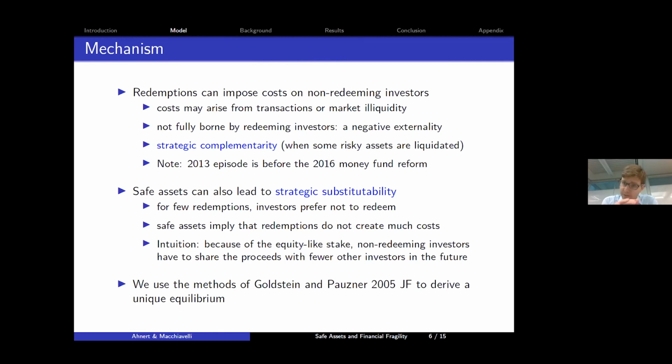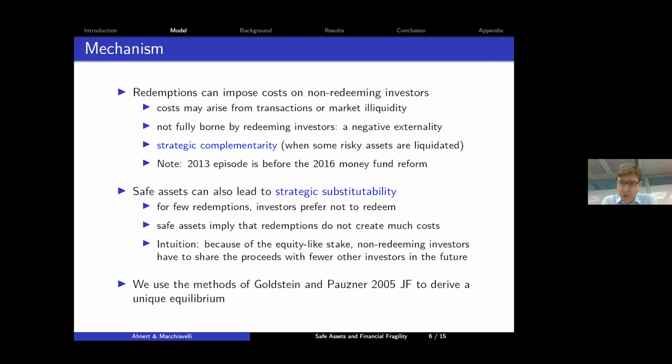Plus, and in some contrast to banking applications where I have a debt claim, with money funds and mutual funds in general, I have an equity-like claim, so I get an equal share of the final proceeds. So if some people withdraw, that means there are fewer people who have to share the pie. So actually, I would like not to redeem and wait in order to get my share of the pie. And overall, we have to consider that there's both strategic complementarity and substitutability, which makes the problem challenging.